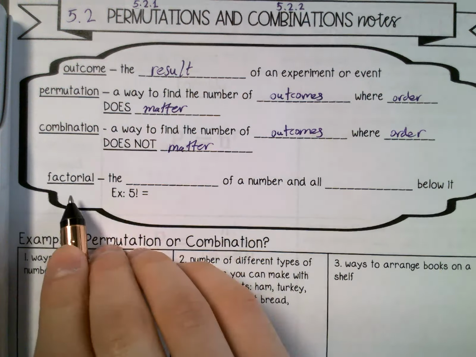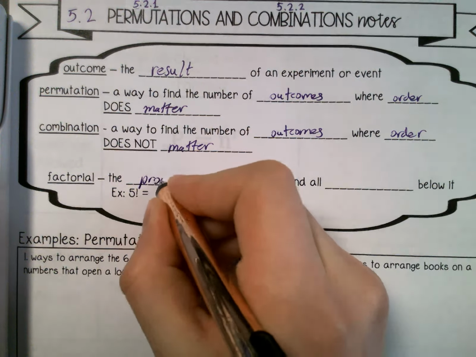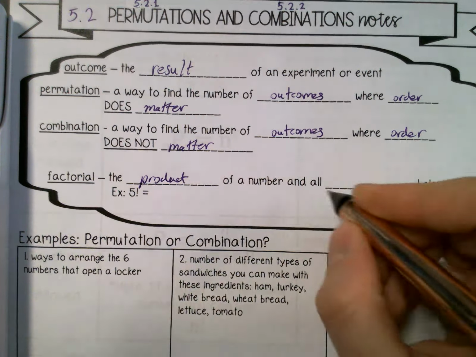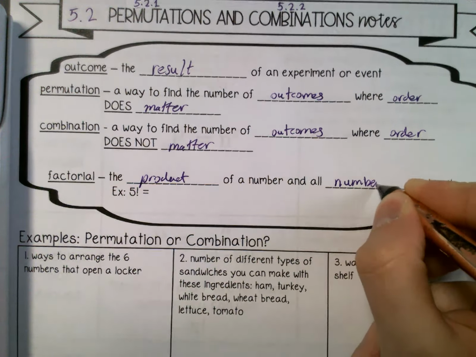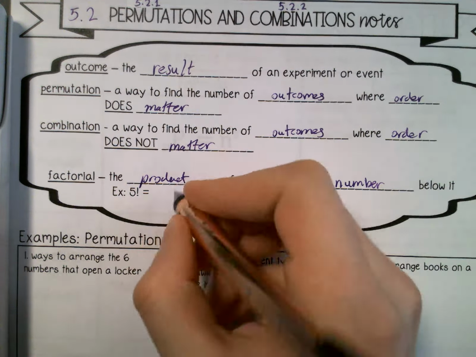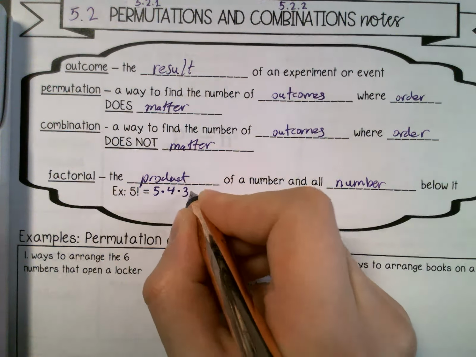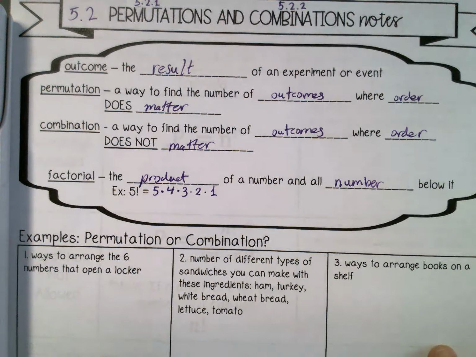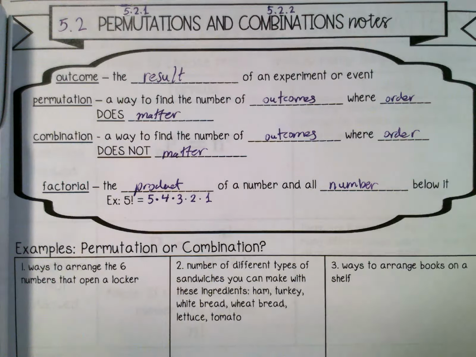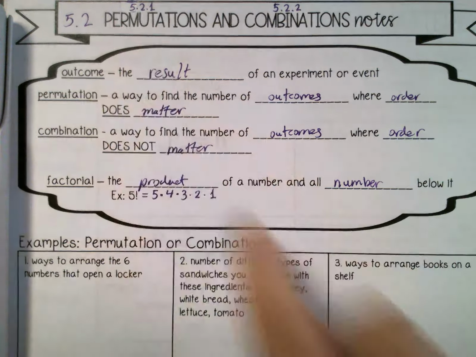Okay? Now, factorial is kind of a new thing for you guys. This is the product of a number and all numbers below it, i.e., if you have 5, that's actually 5 times 4 times 3 times 2 times 1. All right? So let's go and move now into talking about permutations, which is what we're going to focus on today. All right, next page over.